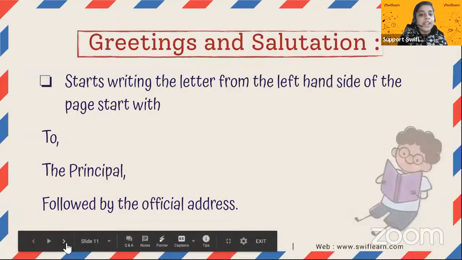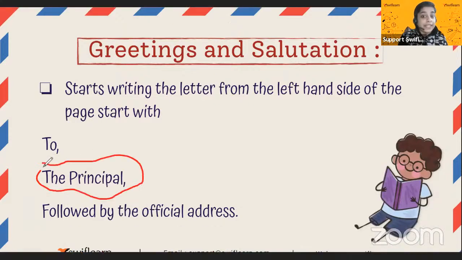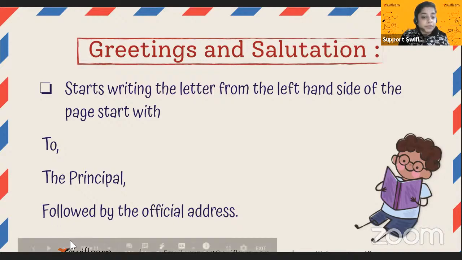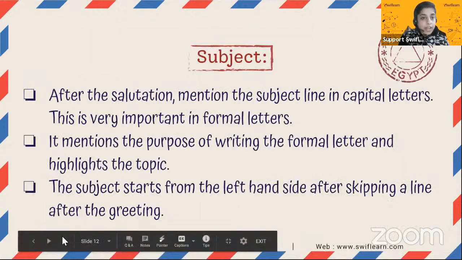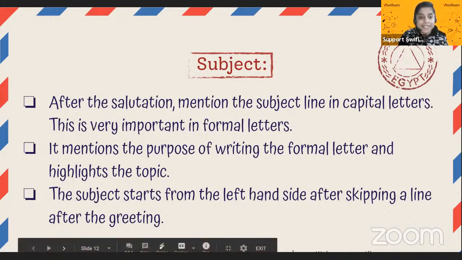After writing the date, you have to write the greetings and salutation. Here you have to write the salutation for whom you are writing the letter: the principal, the headmistress, anybody. Do not forget to write "To". And these things are going to be written on the left hand side of the letter. Then write the official address. Once you have written the official address, write the subject of the letter in capitals. And do not forget, the subject needs to be precise and short.